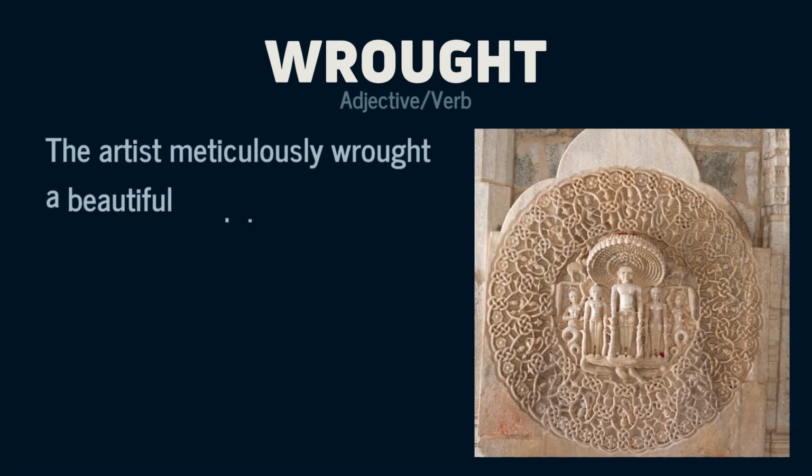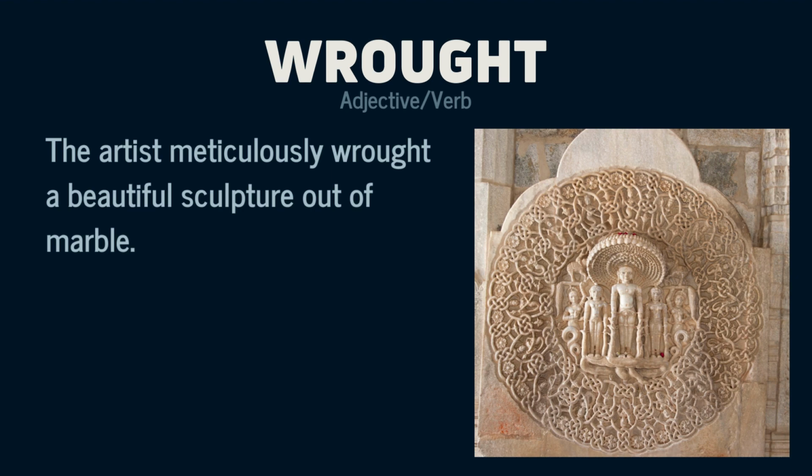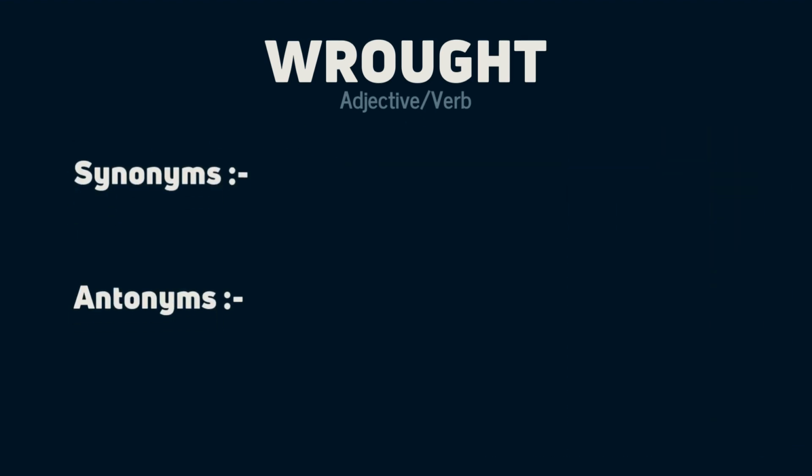उदाहरण के लिए, the artist meticulously wrought a beautiful sculpture out of marble. इसका मतलब है कि कलाकार ने एक आश्चर्यजनक मूर्ति बनाई, with great attention to detail. Imagine something wrought as a masterpiece, created with artistic expertise.